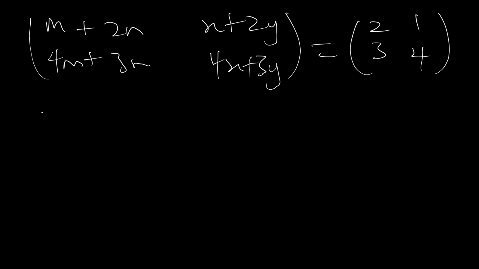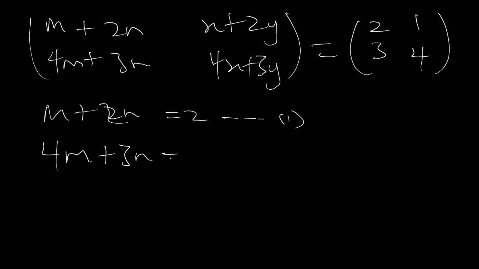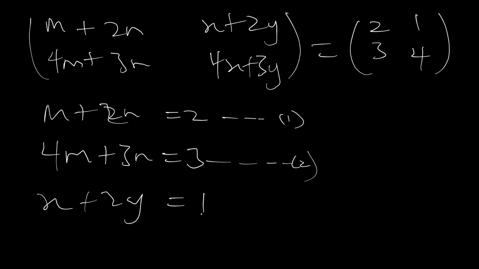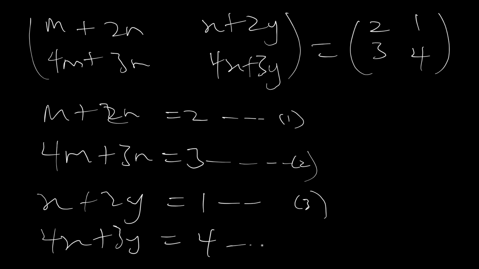So from this equation, we can say that m plus 2n is equal to 2. This would be our equation 1. And 4m plus 3n is equal to 3. This will be equation 2. We also have x plus 2y is equal to 1. And that will be equation 3. Then for our equation 4, 4x plus 3y is equal to 4. So we have 4 equations and we are finding 4 unknowns.